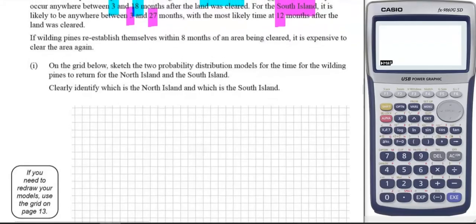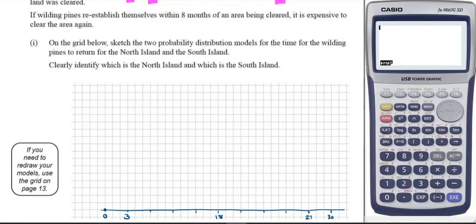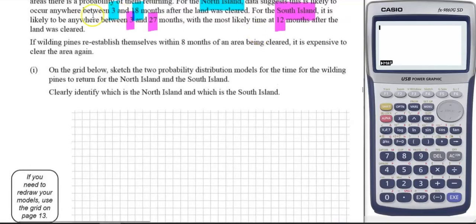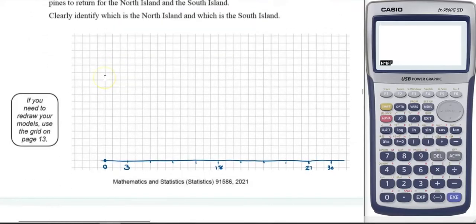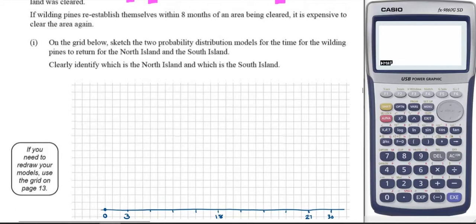So we need our amounts along the bottom to go between 3 and up to a maximum of 27. So there's our scale. Now let's start with the North Island. That goes between 3 and 18, and it can occur anywhere between. So if we take a look at drawing that one, I'm going to do that one in blue. So it's going to start at 3, finish at 18, but we need to figure out how high it goes. This will be a uniform distribution, so it's going to make a rectangle, and the base of that rectangle is 18 minus 3, so it's 15 along, so it needs to be 1/15 high.